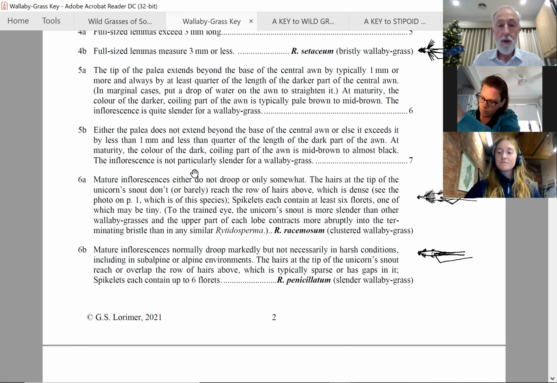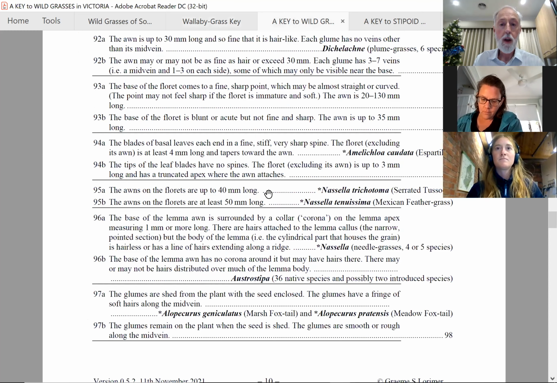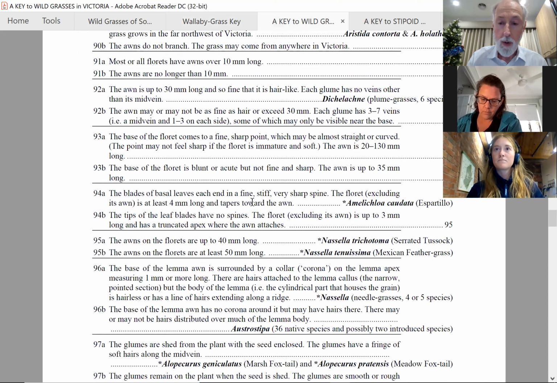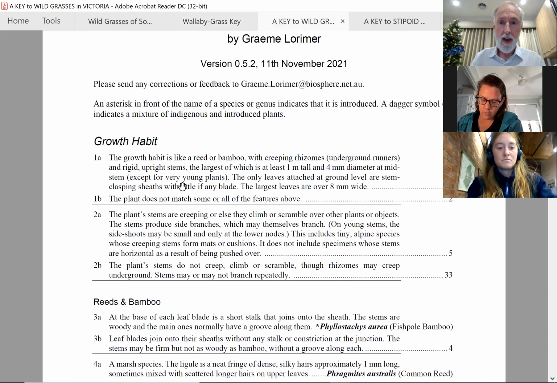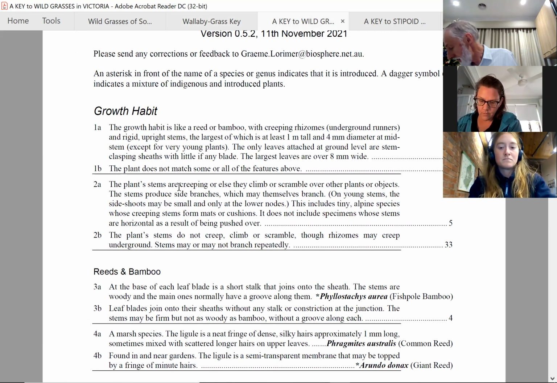Right, now I've given you another specimen, which was the needle grass, and I'm going to use that to introduce you to the key to Victorian grasses. So can you please get the notes called Key to Wild Grasses in Victoria? And I'll see how quickly I can do this, because we are running out of time.